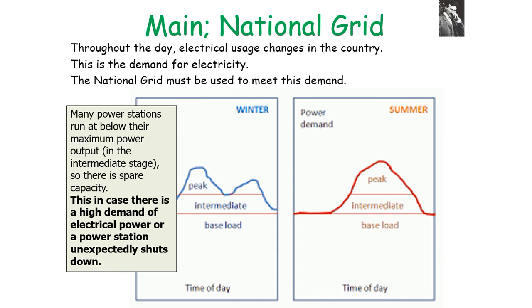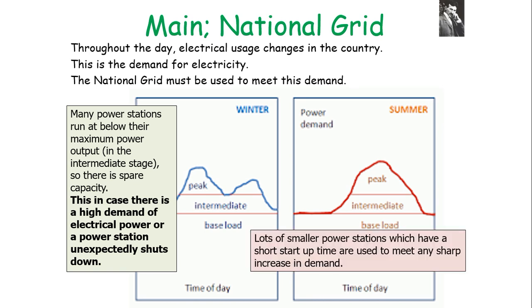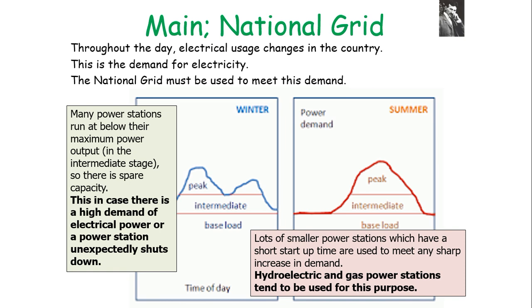Or you can also have this spare capacity in case a power station unexpectedly shuts down in the national grid. So the other power stations have to then raise their output, so there's not going to be a shortfall for people in the intermediate time. Now, lots of smaller power stations which have a short startup time are used to meet any sharp increase in demand. This tends to be hydroelectric and gas power stations because from when they're turned on, they can produce electrical power very, very quickly. So if there's a sharp uptake in demand, they can meet it easily.